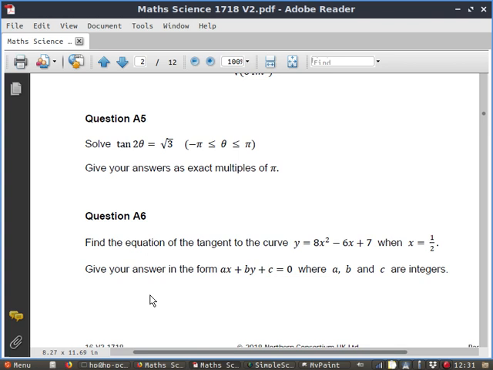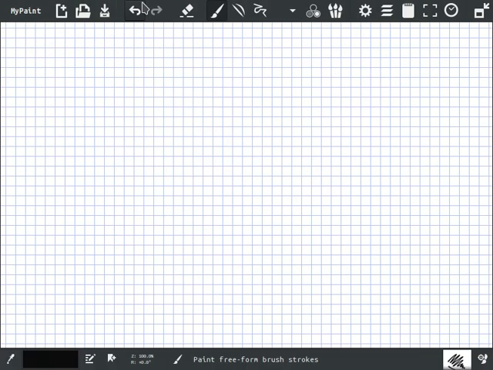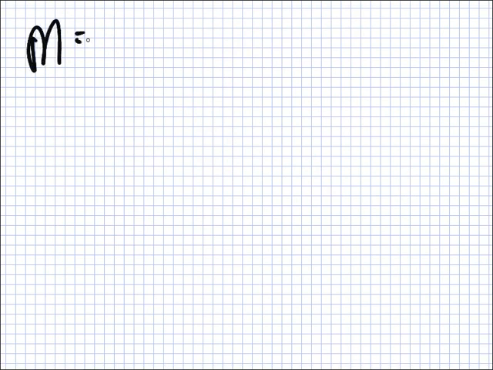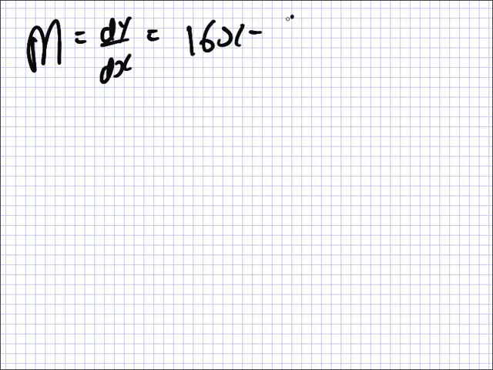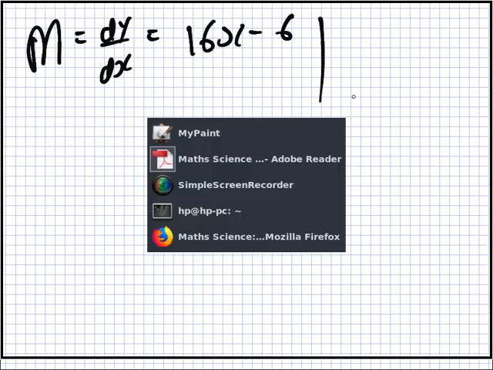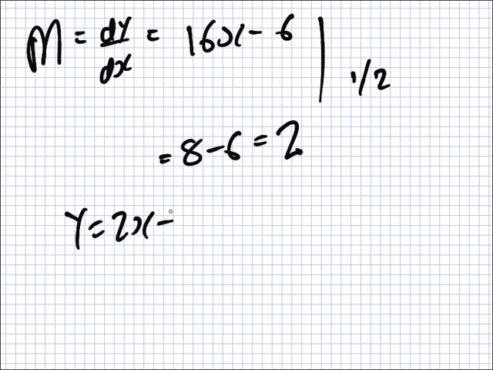So, first, you're correct. We have to get the m. So the m is dy dx, which in this question will be 16x minus 6, evaluated at a half, which is 8 minus 6, which is 2. So y equals 2x plus c.